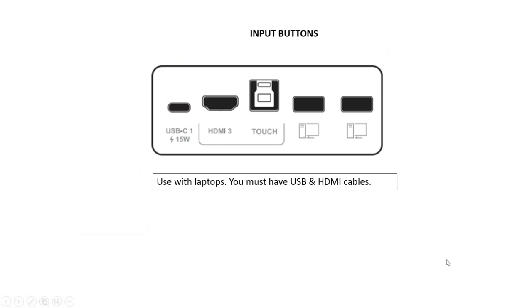Then we have the buttons that are on this side. The nice thing about this is that if you have a laptop and wanted to connect your laptop directly to the board and also have the touch features, you would connect with the HDMI and also right here with the USB. You have to have both things connected in order to have that touch and be able to write on the board. If you don't have the touch connected, then you don't have that capability, but you can still have your laptop connected.